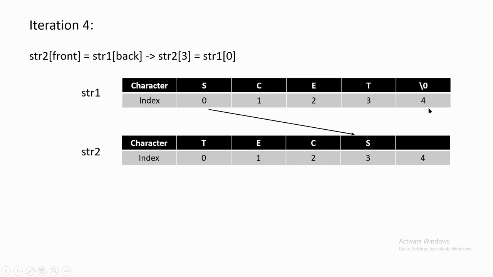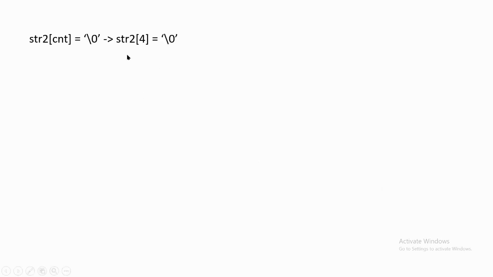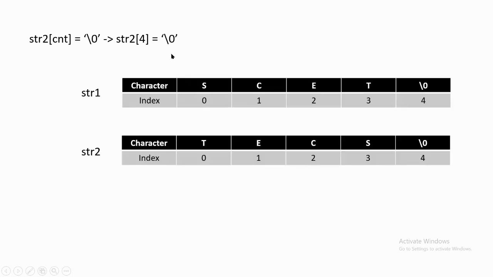But the thing is, in C language, every string must be terminated with a null character. In string2, we don't have any null character at the end of our string, so we have to load it manually. For that, after the 4th iteration, we load a null character into string2 at position count. Now the count has 4, so at position 4 of string2 the null character will be loaded, and string2 will be properly terminated with a null character. So after all this, the output string will have tecs, which is the reverse of your input string.